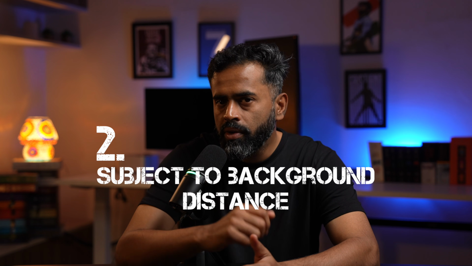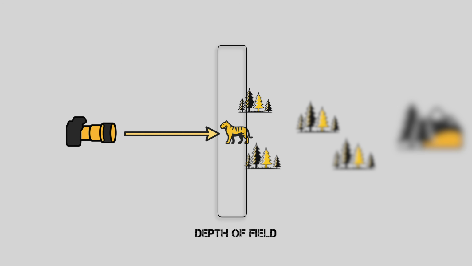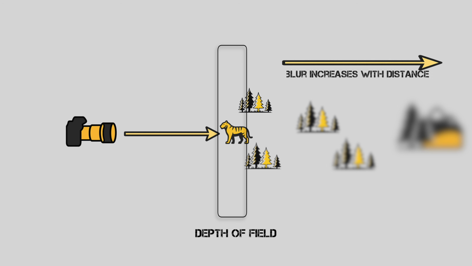The next most important thing that controls your blur is how far the background is from the subject. The farther the background is, the more blur you'll get. It's really that simple. Now let's go back to our diagram again. See, blur doesn't happen instantly behind the depth of field. It's gradual.